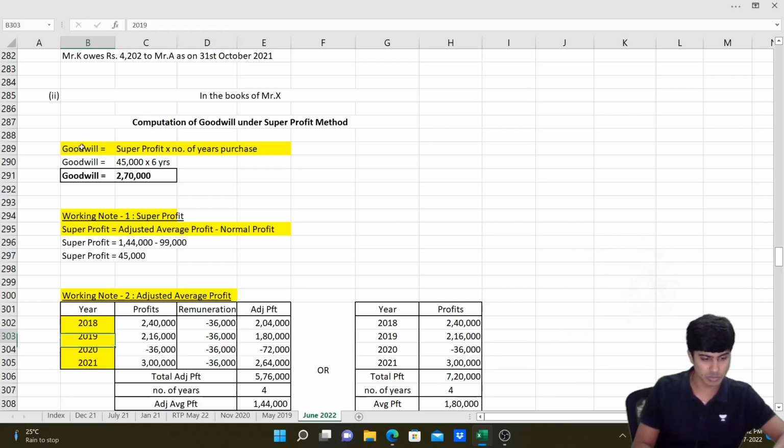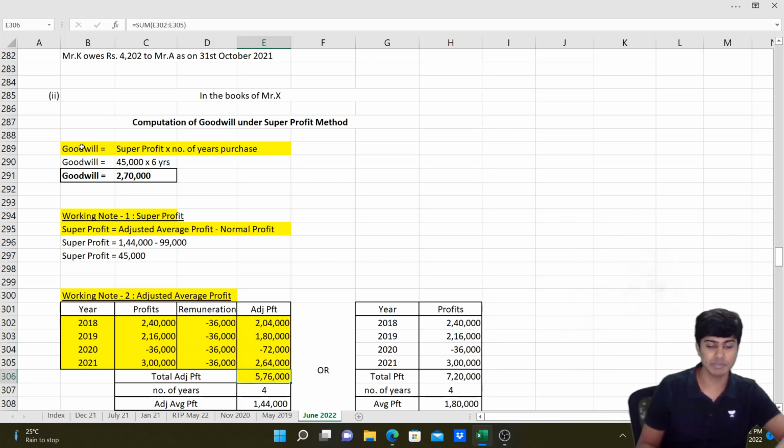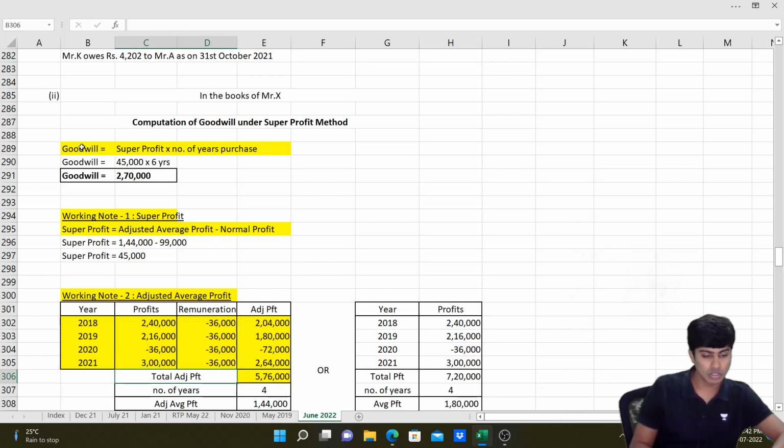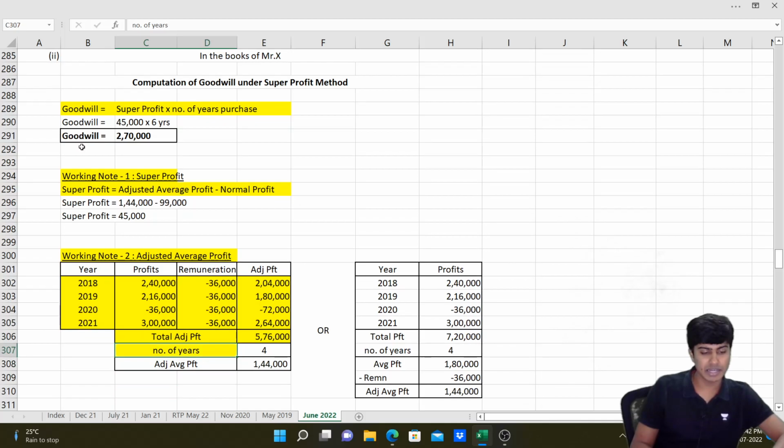For 4 years, we know the profits are 2 lakh 40, 2 lakh 16 minus 36, and 3 lakh. I'll adjust the 36,000 remuneration to the proprietor in all the years. Then I'll get adjusted profits of 2 lakh 4, 1 lakh 80 minus 72, and 2 lakh 64. The total of the adjusted profits comes to 5 lakh 76. This I'll divide by the number of years, that is 4. I'll get an adjusted average profit of 1 lakh 44,000.